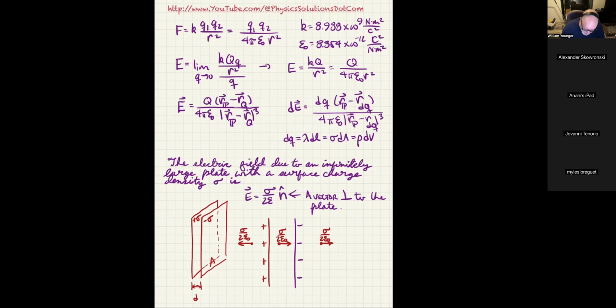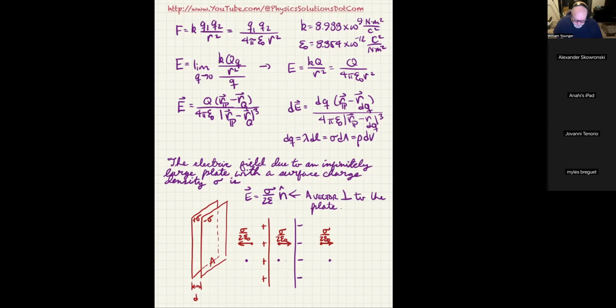Now I want to do the exact same thing for the purple plate. So the purple plate is going to create an electric field as well, and I want to know what direction the electric field will point between the two plates, to the left of the two plates, and to the right of the two plates. Anybody want to tell me between the plates which direction the electric field due to the purple plate would point?